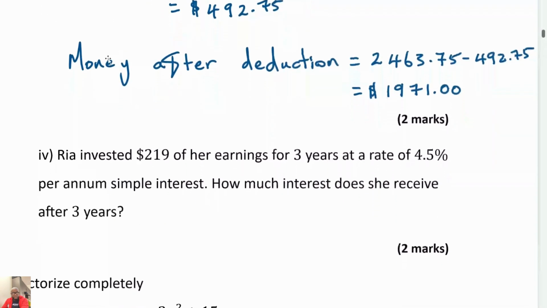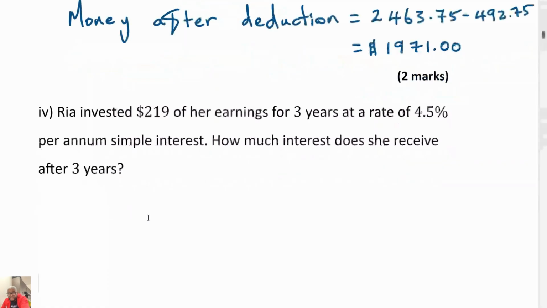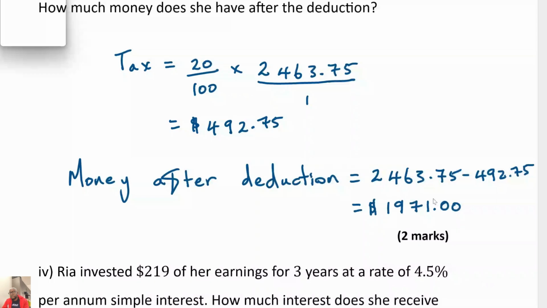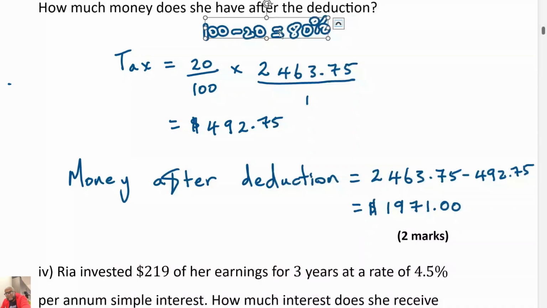So let me go. Ria invested $219 of her earnings for 3 years at a rate of 4.5%, per annum, simple interest. Somebody is saying you have to work the 20%. Yes, you would. If you're working 80%, it will be 100 minus 20 as your first working, which gives you 80%, and then you roll into your answer. You would get the same answer.